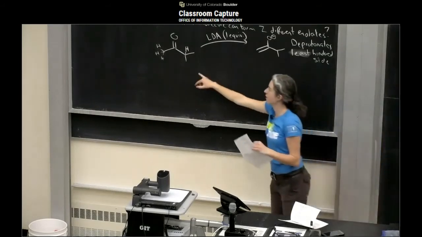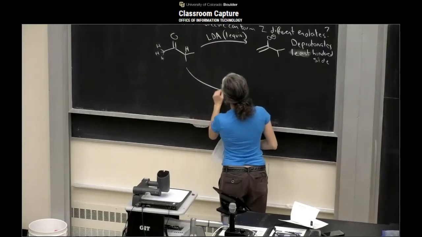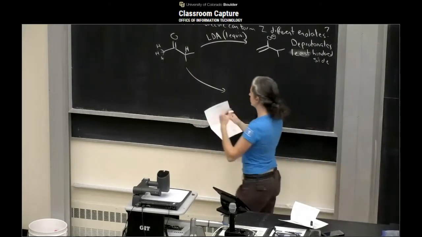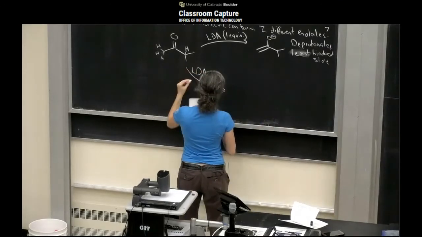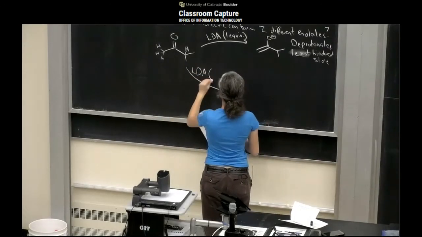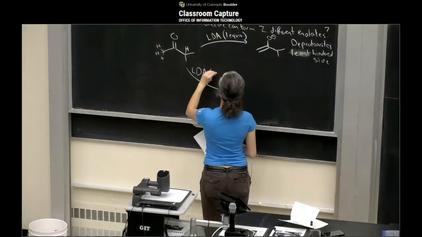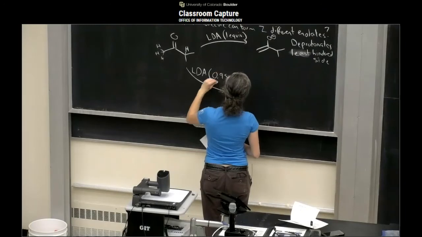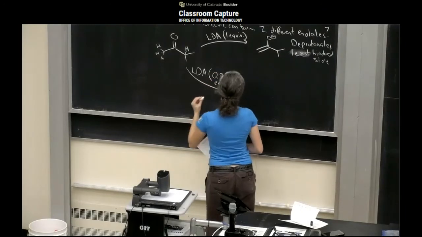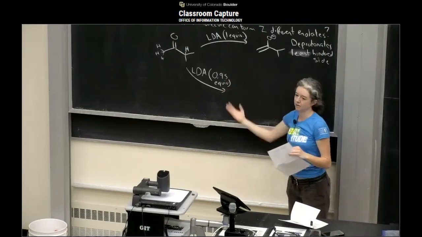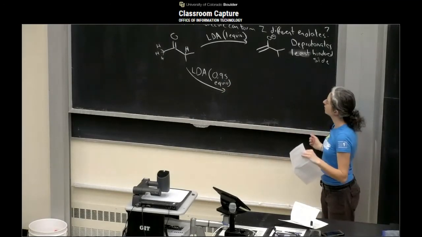But the way that we can work around this and still use LDA to access the chemistry that we want, if we want to go for the other proton, is to throw in LDA at slightly less than one equivalent. A lot of the time, people will write it as about 95% of what you actually need, so you could say 0.95 equivalents. The exact number doesn't really matter that much. Close to one, but not quite one, is what we're going for.